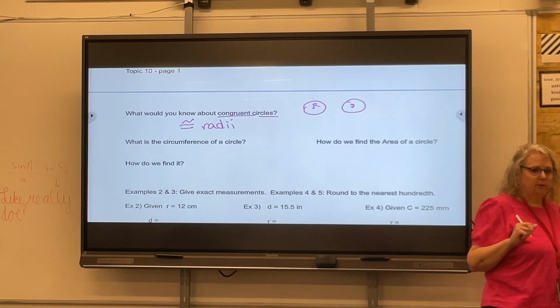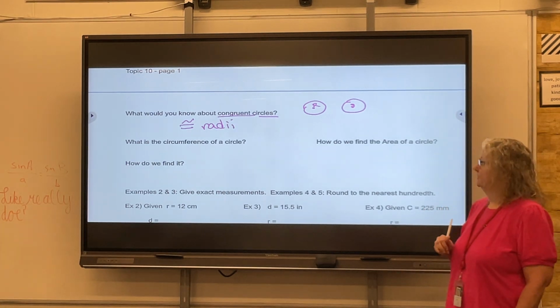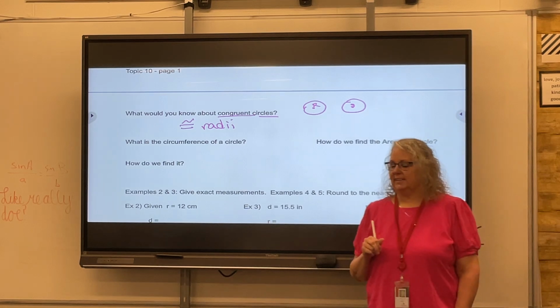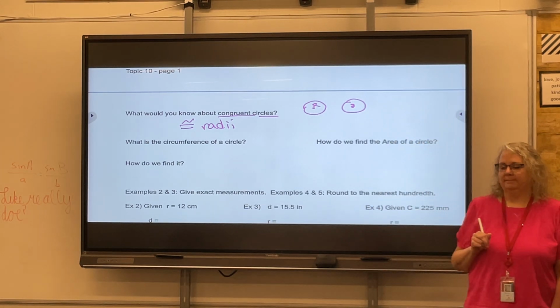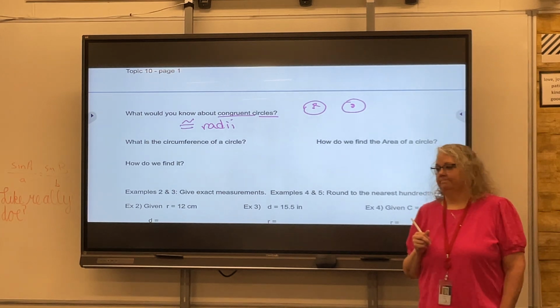Radius is plural, is radii, like cacti. Is there any other words that do that? Cacti, radii?